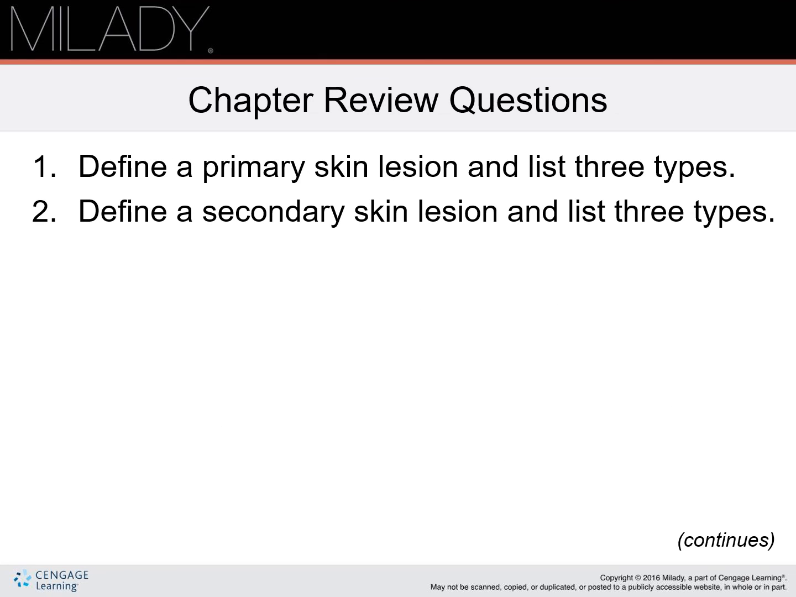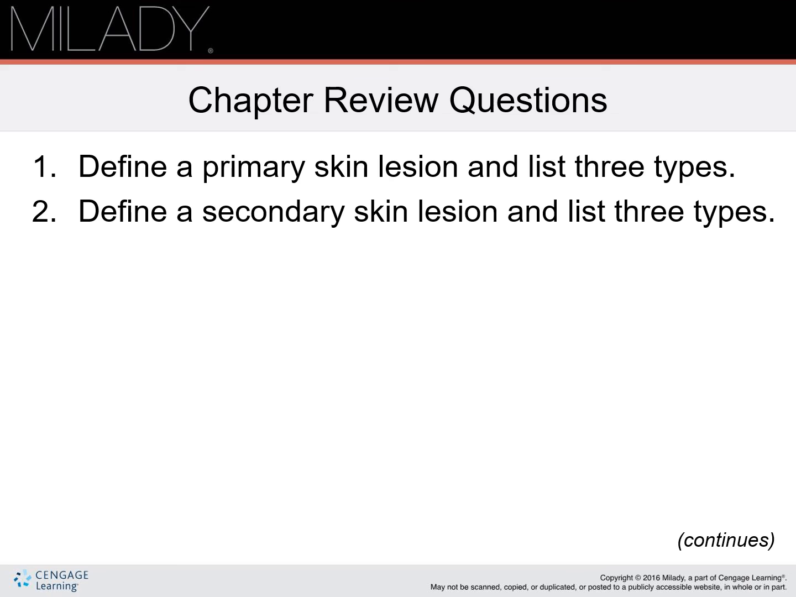So let's do some review questions with a little bit of answers. I'm going to help you guys a little bit. Primary lesion, and list 3 types. A primary lesion is a different color than the other skin. It's raised above the surface of the skin. They are often differentiated by size and layers of the skin. You can have a bulla, a cyst, a macule, a nodule, a papule, a pustule, tubercle, a tumor, a vesicle, or a wheal. There are several of them.